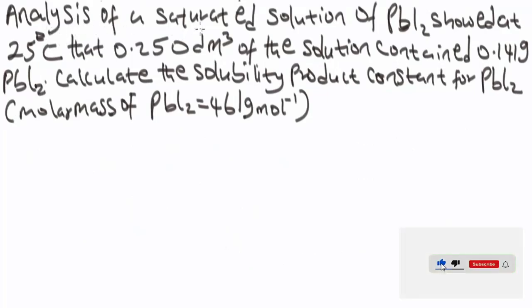It says: analysis of a saturated solution of lead-2 iodide at 25 degrees Celsius shows that 0.250 dm cube of the solution contains 0.141 gram of lead-2 iodide. Calculate the solubility product constant for lead-2 iodide. So we are given the molar mass of lead-2 iodide to be this.